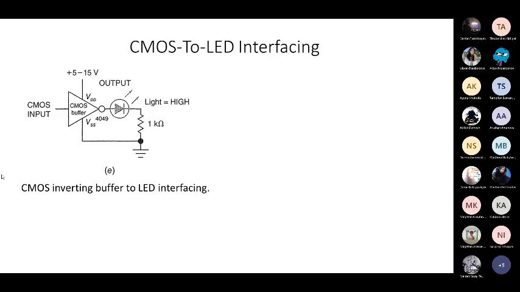It is an inverting buffer. So a buffer is similar to an inverter, but the driving capability of a buffer is greater. So a buffer can actually give us a lot more current in comparison with the inverter. So when we connect them to the CMOS buffer, you also need to use this limiting resistor.